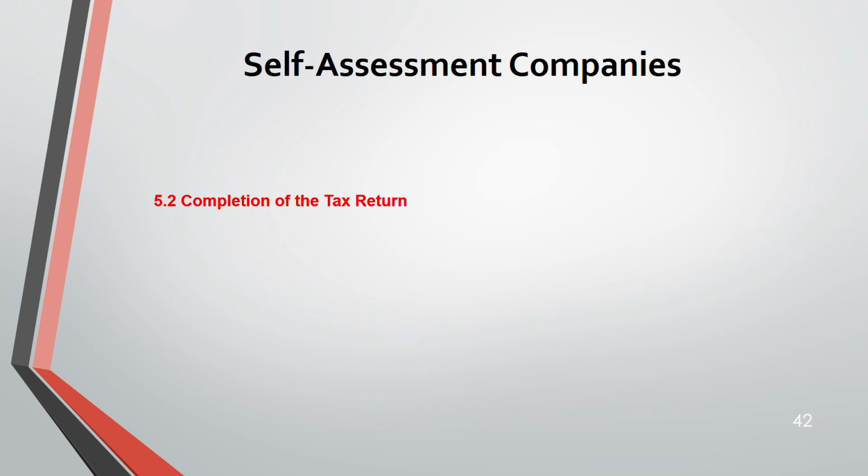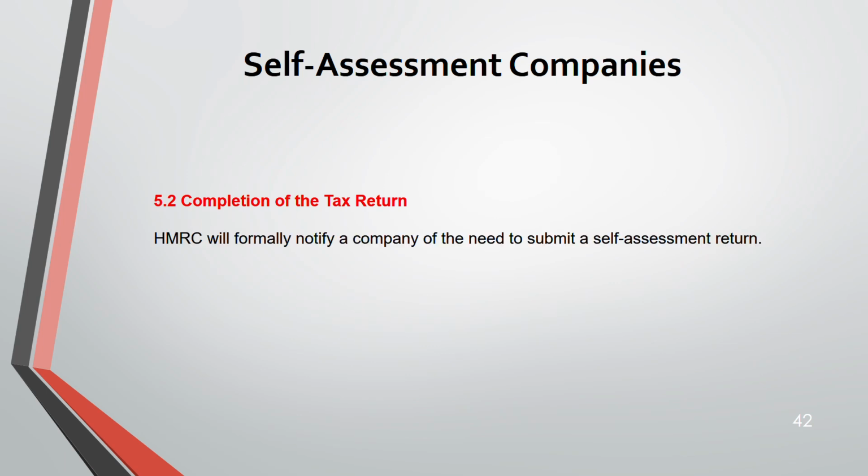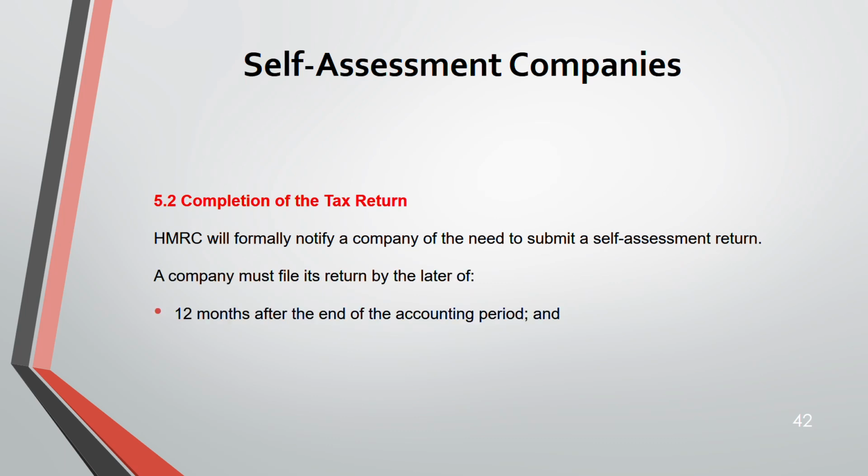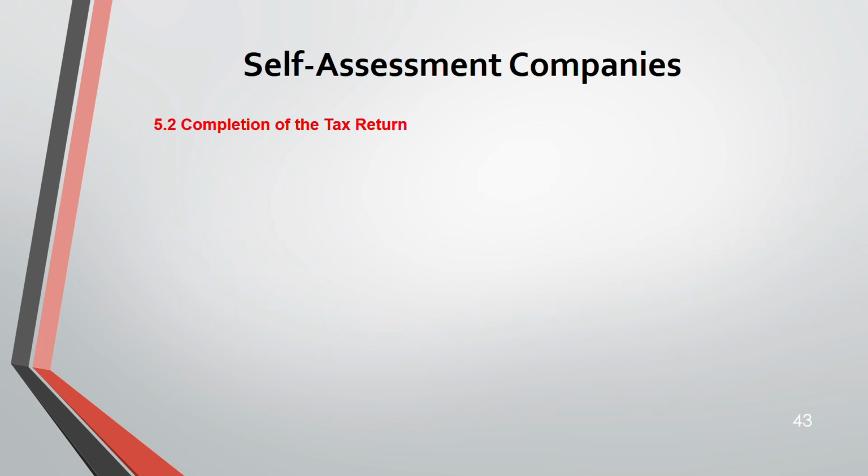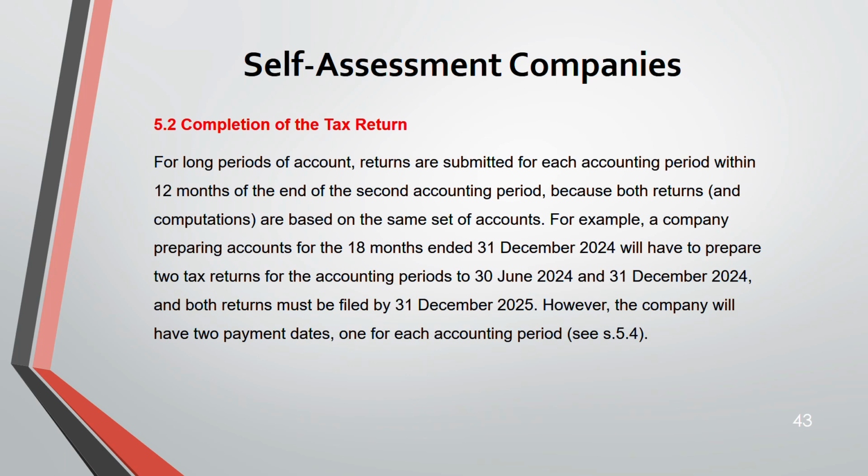Now, completion of tax return. HMRC will formally notify a company of the need to submit a self-assessment return. Company must file its return by the later of these 2 dates: 12 months after the end of the accounting period and 3 months after the date on which the notice requiring the return is served.